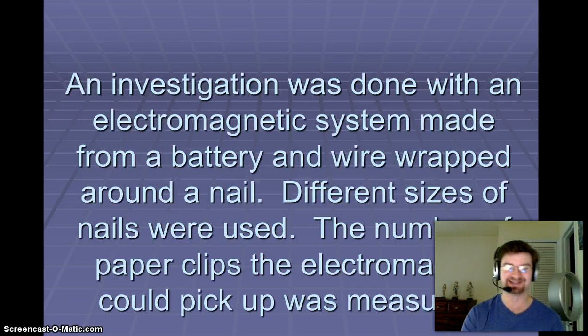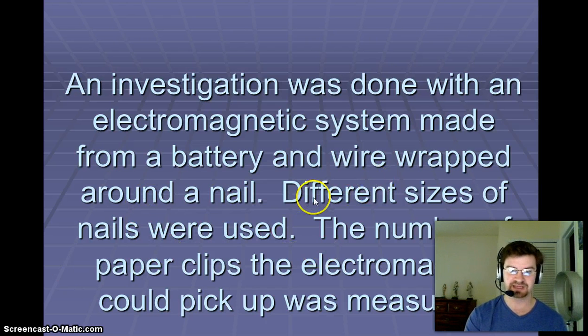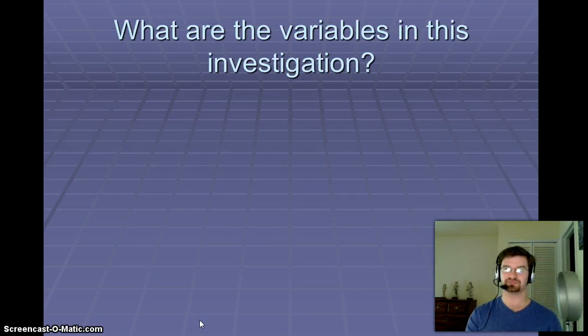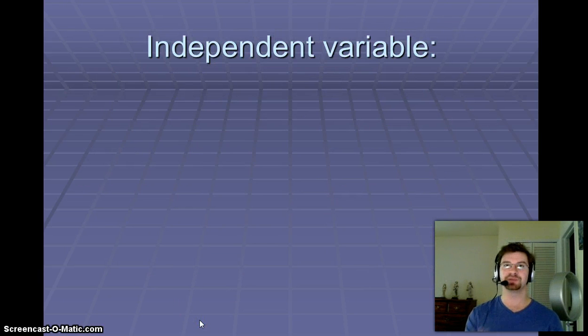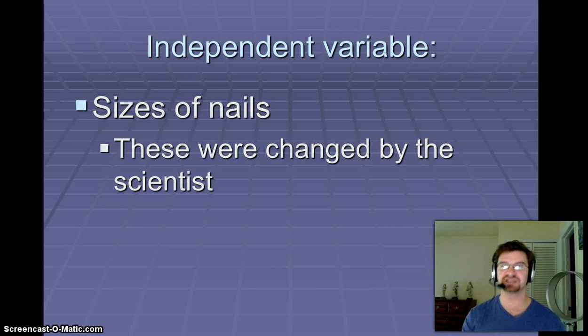Here's another example. An investigation was done with an electromagnetic system made from a battery and wire wrapped around a nail. Different sizes of the nails were used. The number of paper clips the electromagnet could pick up was measured. So, once again, what are the variables in this investigation? What was my independent variable? What was I changing in this experiment? I was changing the sizes of the nails. All right, we had different size nails.